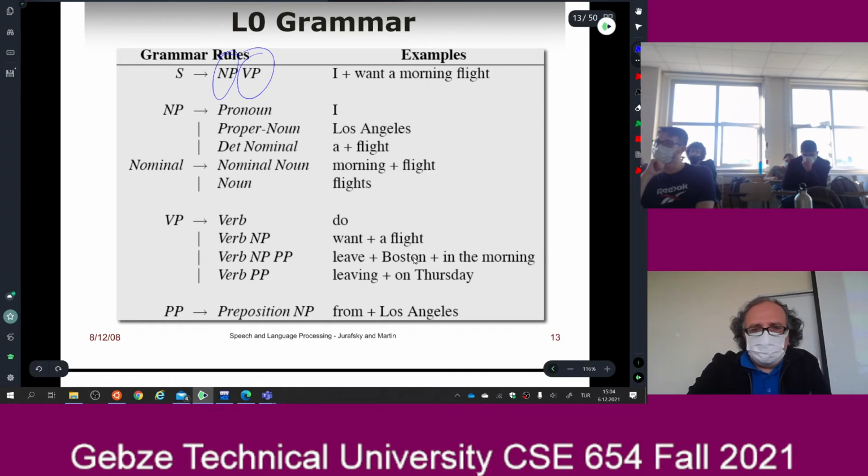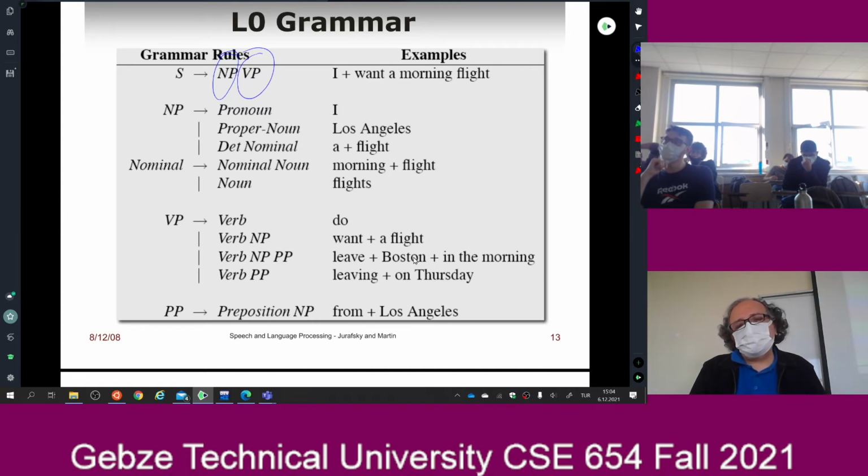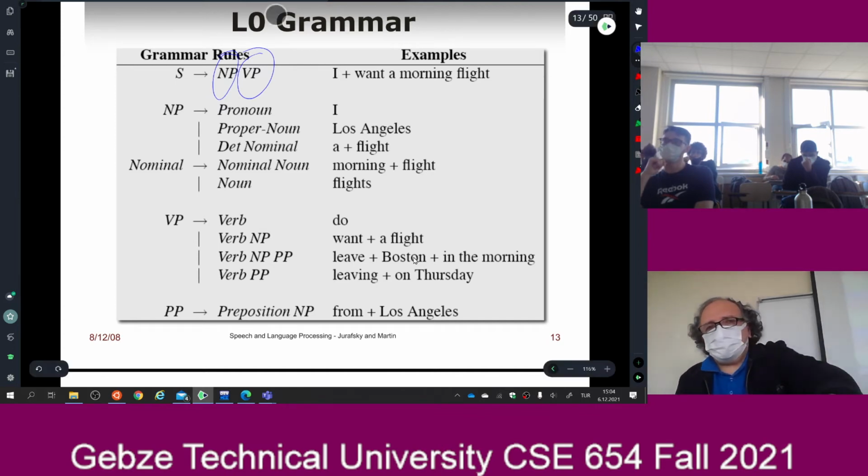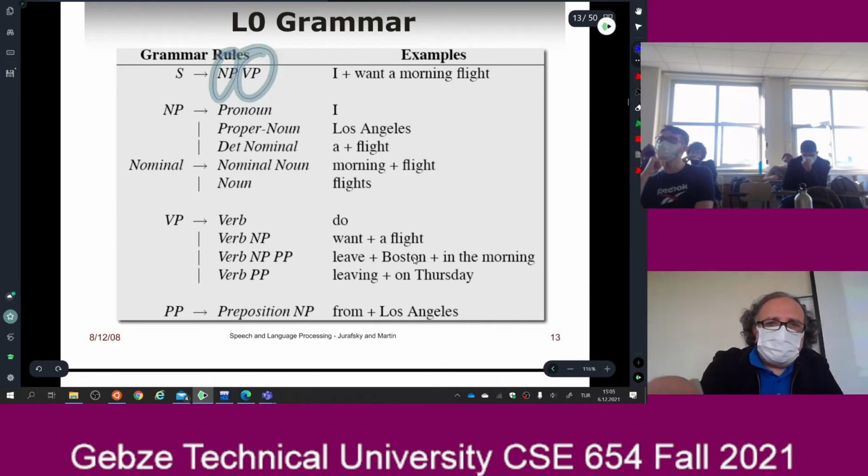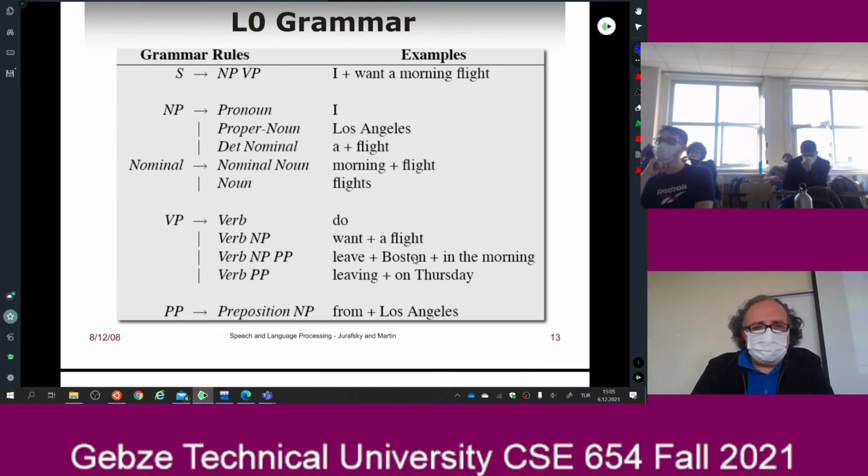Then we have the prepositional phrases, preposition and noun phrase, from Los Angeles, to Los Angeles, in book, outside of something, etc. So these are the prepositional phrases. Very simple grammar, but it is good enough to parse non-question, non-imperative sentences. As we said, this is a zero grammar, a primitive grammar, and we are going to do a little bit better than that. But we will use this to give you some examples.